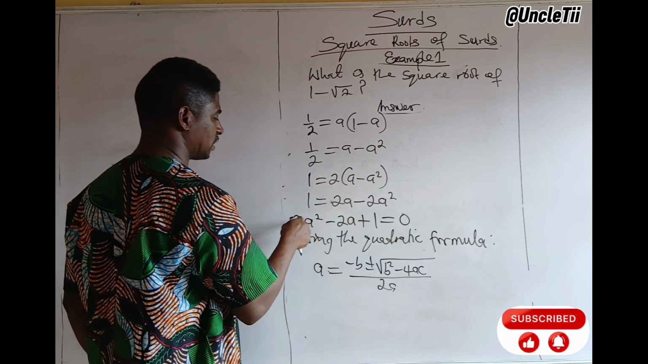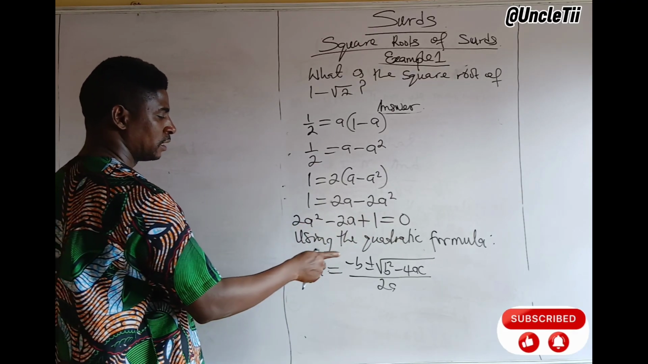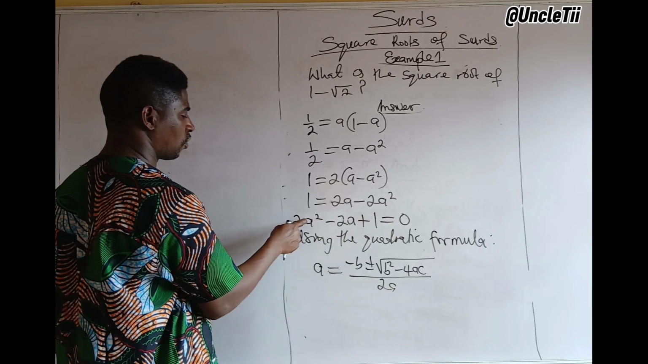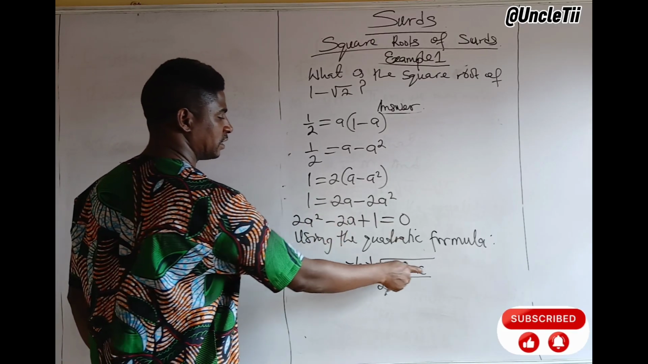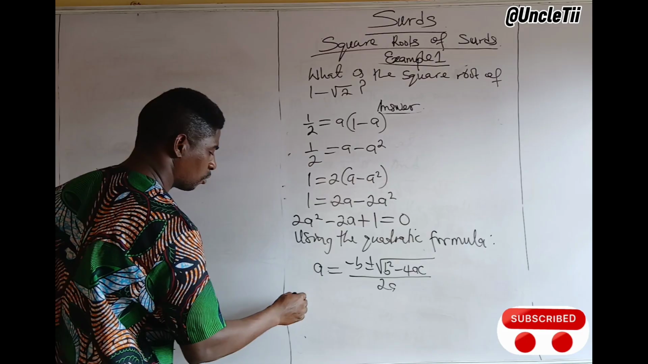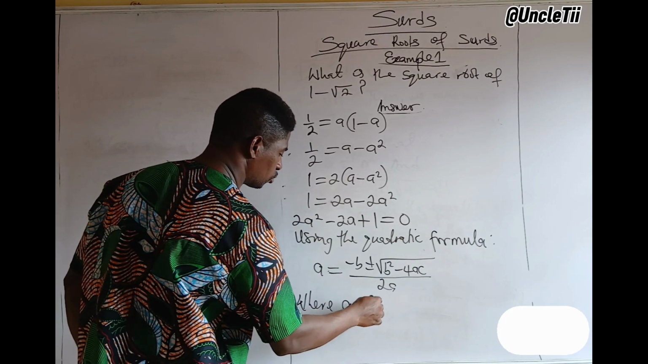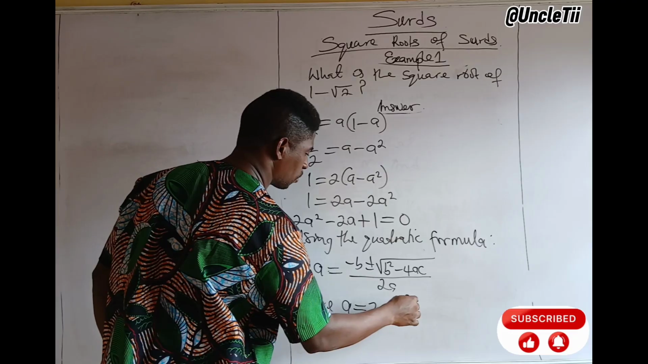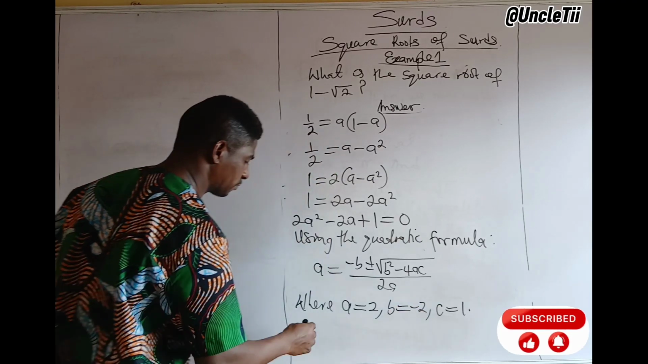The A on the right is different from this one. It's different from the A here. The A on the right is the coefficient of A squared. The B is the coefficient of A. The C is 1. So where A equal to 2, B equal to minus 2, and C is equal to 1.